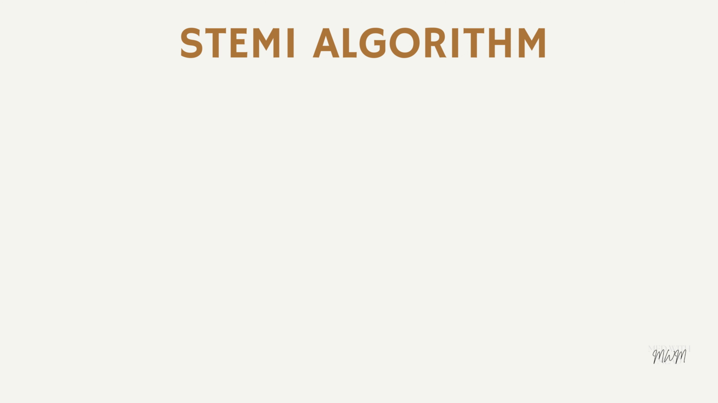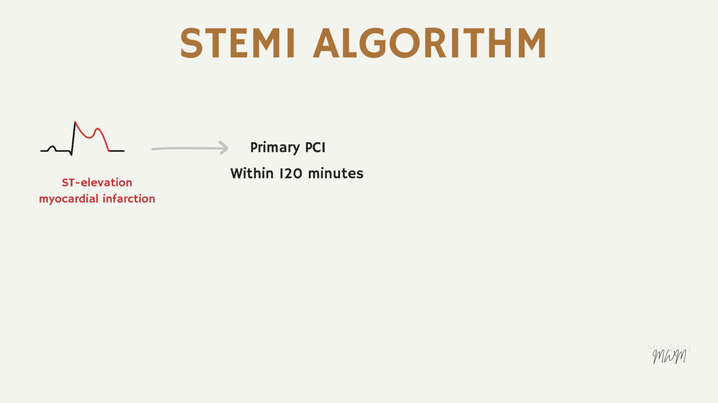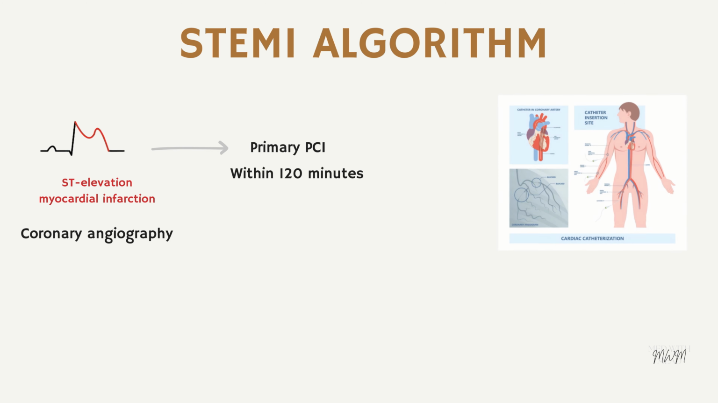Now, let's move on to the management of STEMI. In patients presenting with STEMI, the preferred treatment is primary PCI, and it should be performed within 120 minutes from first medical contact. When PCI is available, the first step is to perform coronary angiography. This allows us to visualize the coronary arteries and decide whether PCI is suitable based on the patient's anatomy and the location of the blockage.